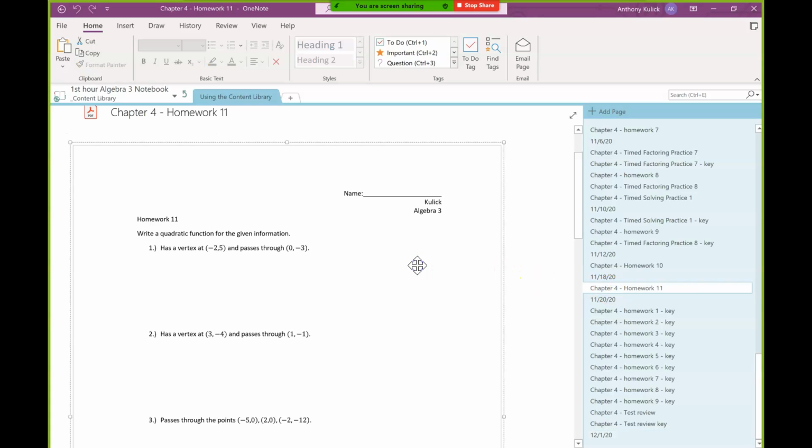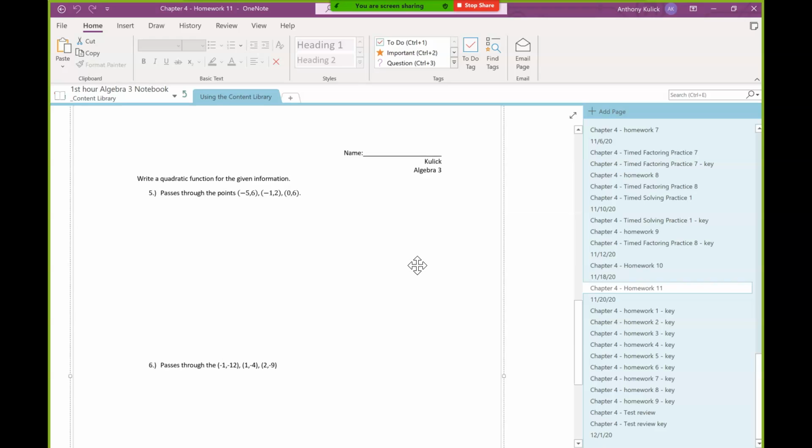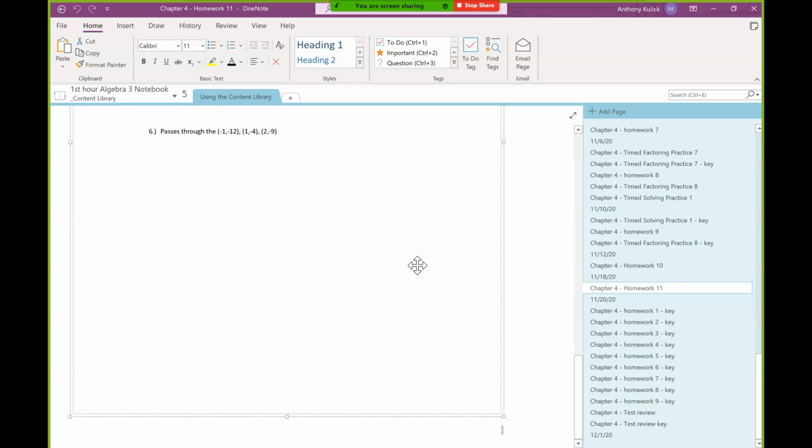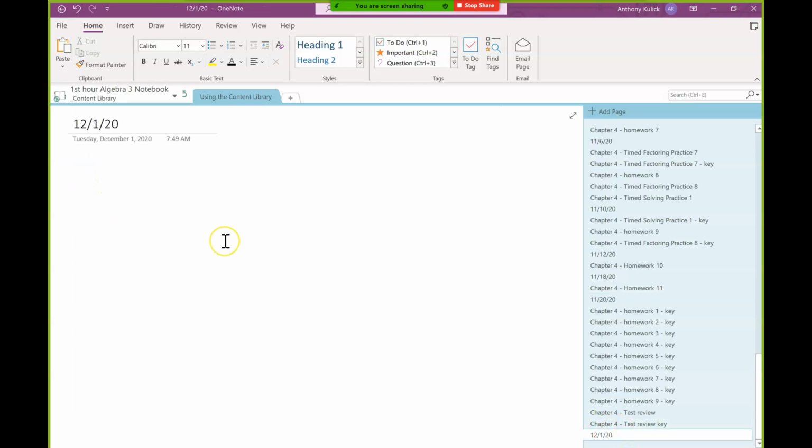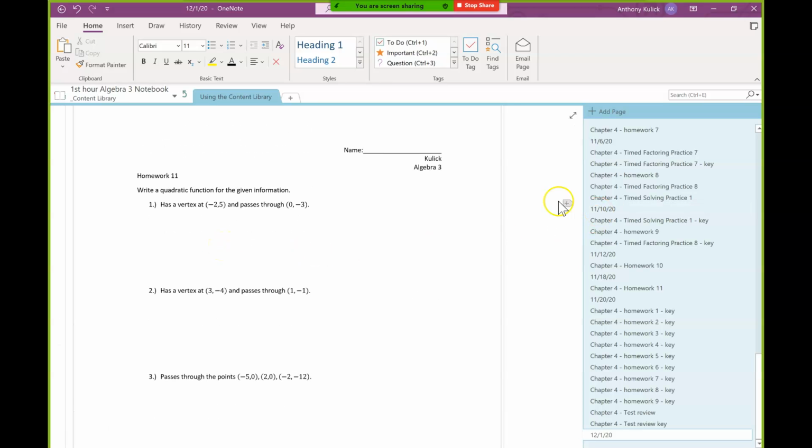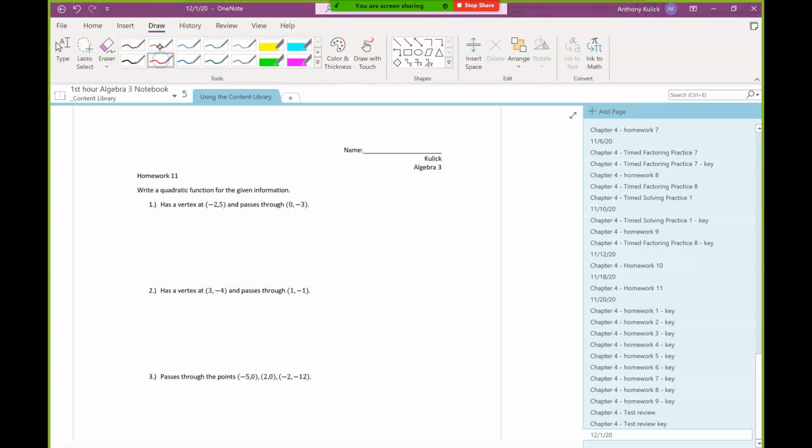Homework 11, number 1. So the first thing that we're going to want to do on any of these modeling problems is to figure out which form of a quadratic function we want to write. So we have to look at the information that's provided. Here we're given a vertex and a point.